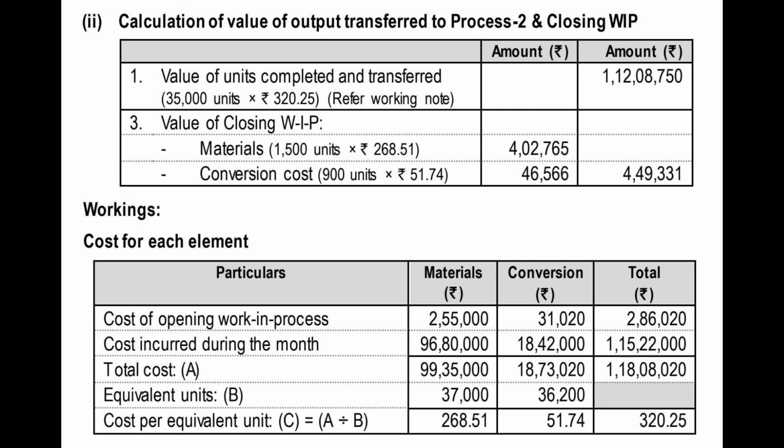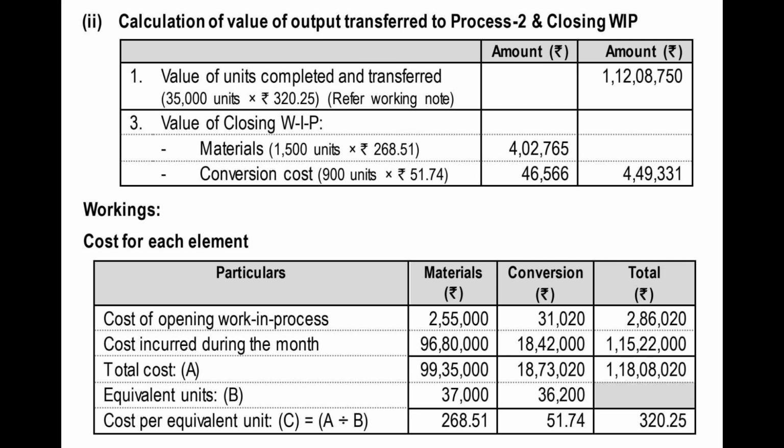So cost per unit means what? Total cost divided by total number of units produced. Yes or no? Fine. So we have to calculate the total cost, and that should be divided by the number of units. But here the total cost should be taken based on the average method, and the number of units here is not just like in the other method. Here we have to take the equivalent number of units.